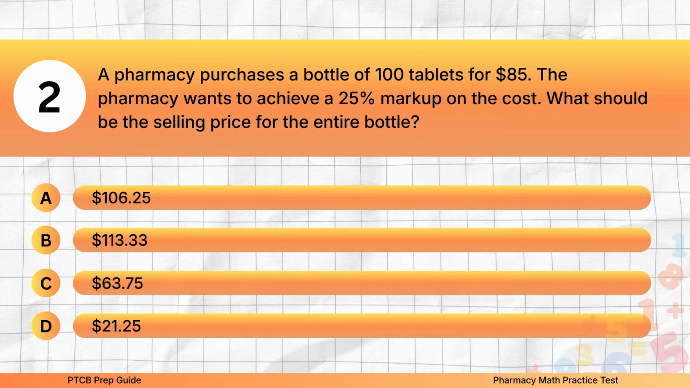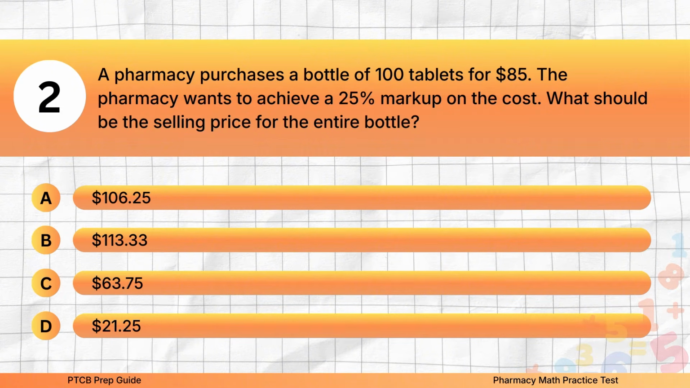Moving on to some business math. Here is an inventory pricing scenario. Question 2. A pharmacy purchases a bottle of 100 tablets for $85. The pharmacy wants to achieve a 25% markup on the cost. What should be the selling price for the entire bottle?